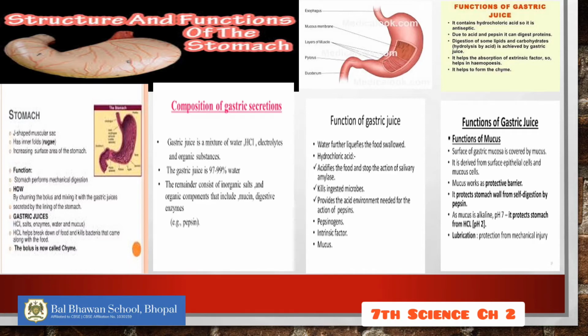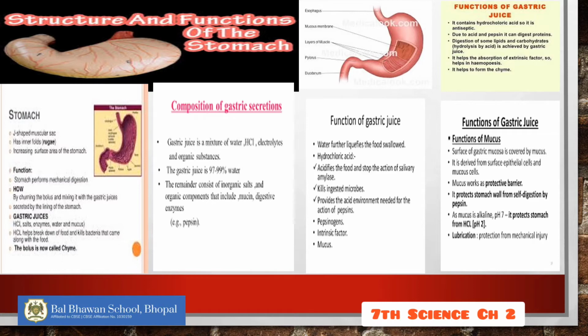Basically, HCl is a mineral acid. As we already discussed, the function of the stomach is mechanical digestion, and that is brought about by the churning of the walls of the stomach. So to bring about that mechanical digestion and to help in the action of enzymes, there is a presence of a mineral acid called HCl, and it is a very strong mineral acid having a pH of 2.